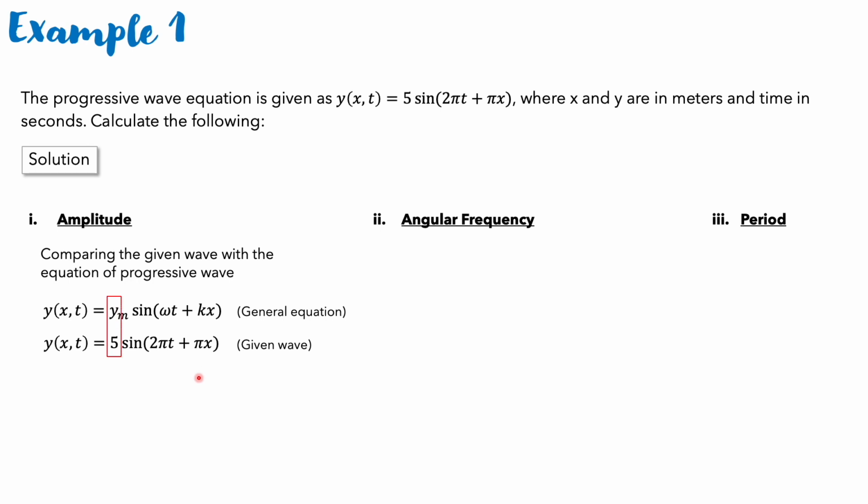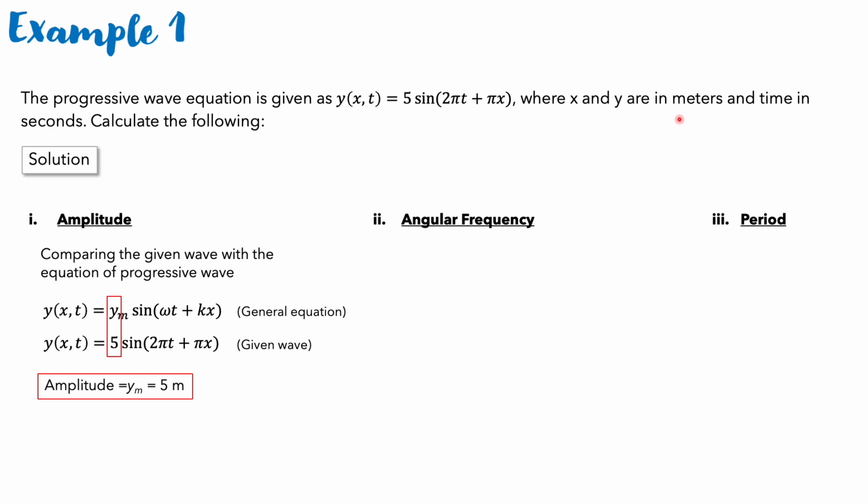In the standard equation, ym represents amplitude. In the same place in the given equation we have 5, so ym is equal to 5, which is the amplitude. Therefore our first answer is already obtained. Ym or amplitude is equal to 5, and it should be in meters. The units are important to mention here. You have to mention the correct units, which are meters, as you are told in the statement that y and x both are given in meters.